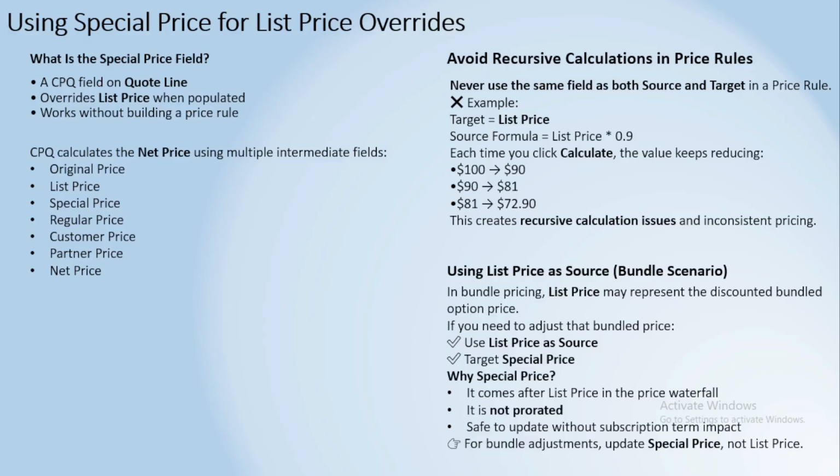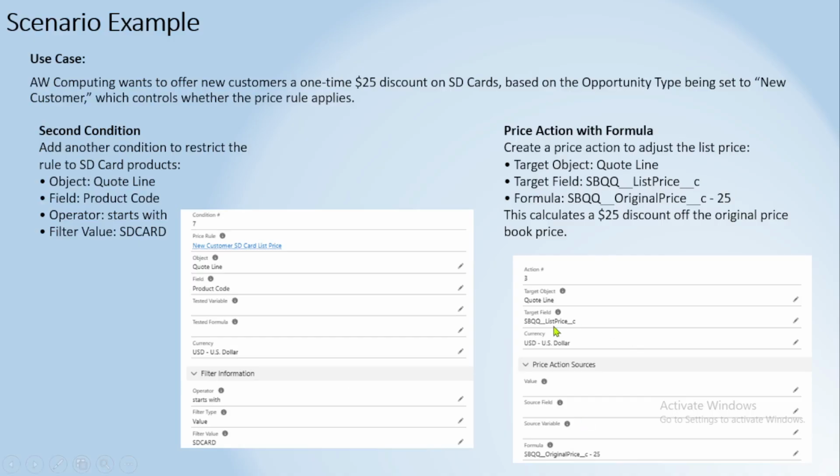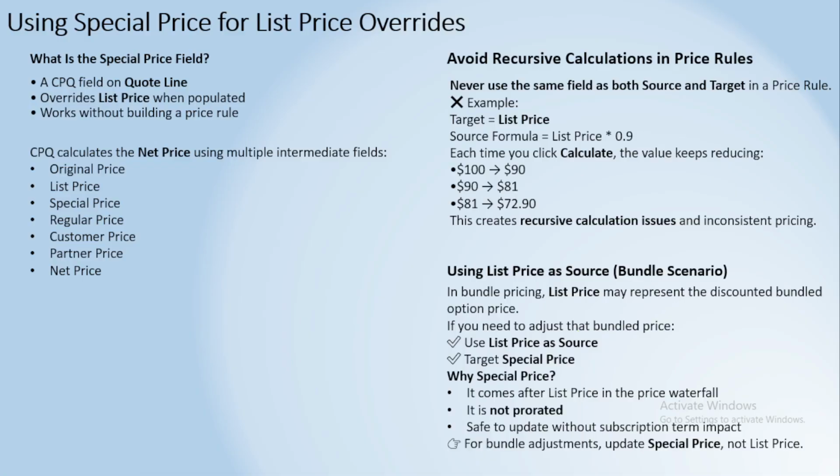Okay, now what about using special price for the price override? Till now we have just updated the list price. What if we need to change the special price? What is the special price? That is also available on the quote line. And you know how special price comes: if we calculate the contracted price and the cost plus markup price, that calculation actually impacts the special price.